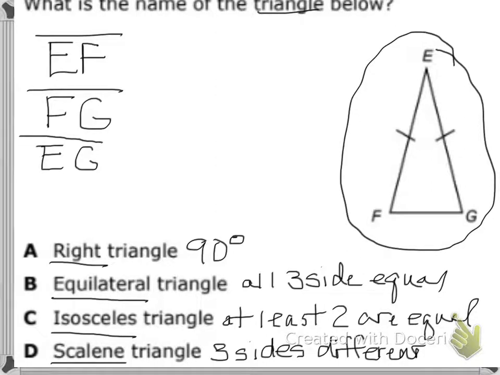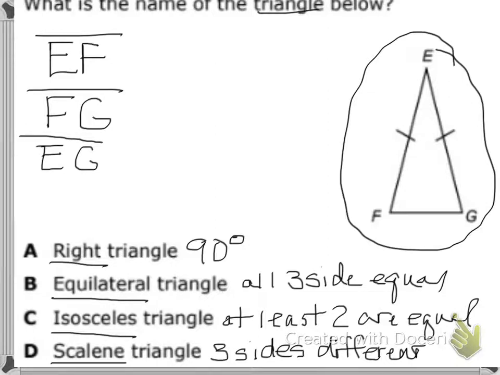Now that I have written out what I know about each of the different triangles, I can go back and, by looking at the picture, answer the question, what is the name of the triangle below? Does this triangle have right angles? Are all three sides equal? Are at least two sides equal? And are all three sides different?